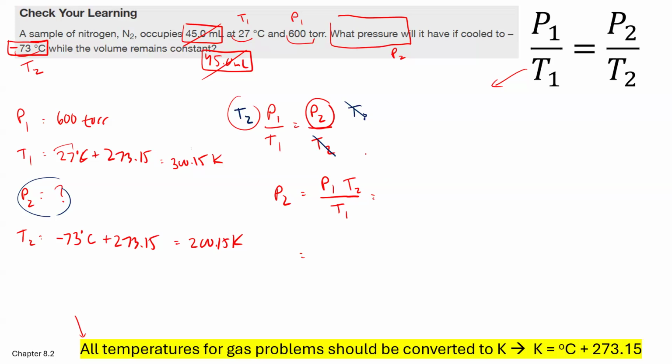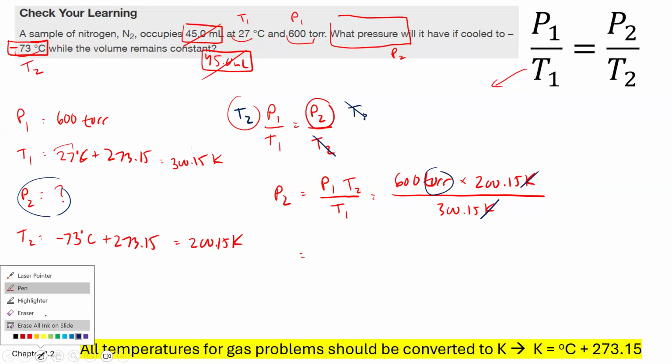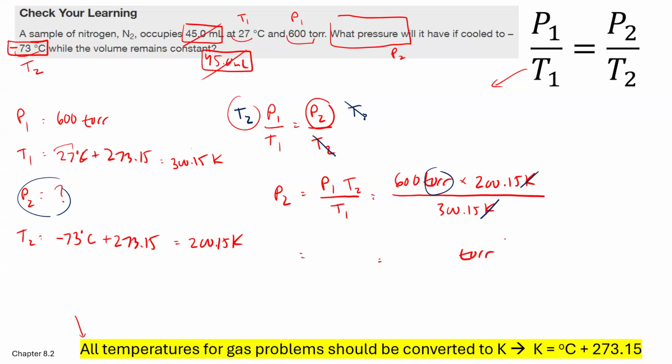So let's just fill in the numbers here. P1 is still going to be 600 torr times T2, which is 200.15 Kelvin over 300.15 Kelvin. All right, let's see if we can get that answer to pop up the way it's supposed to. So Kelvin cancels out. We're left with torr, thankfully. You can always do the units. It'll check your work for you. All right, let's do this now.